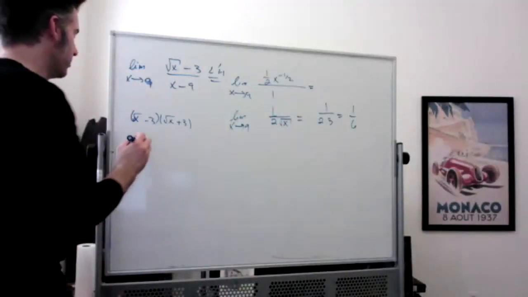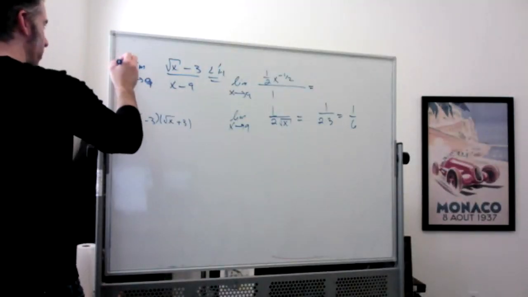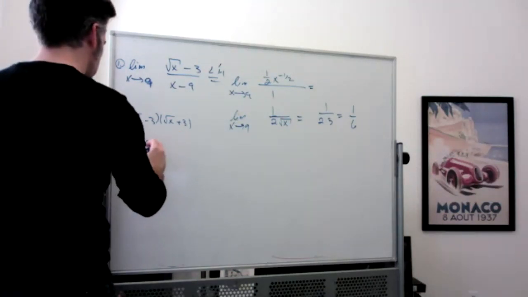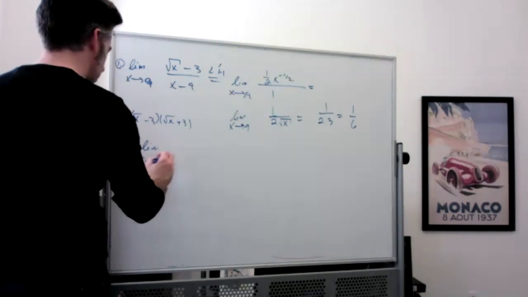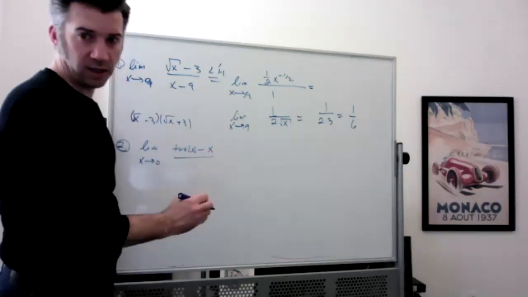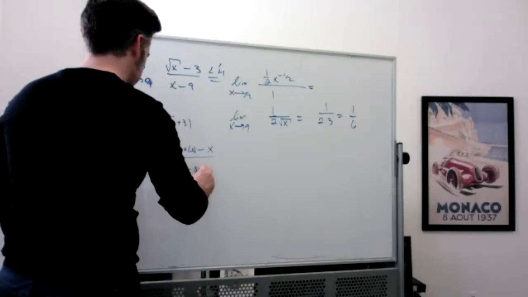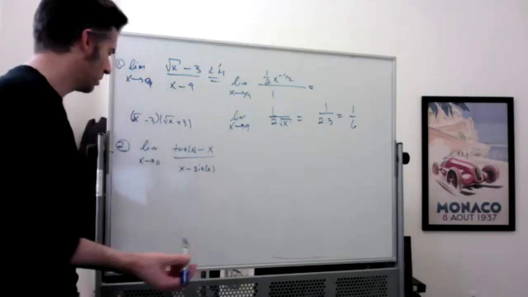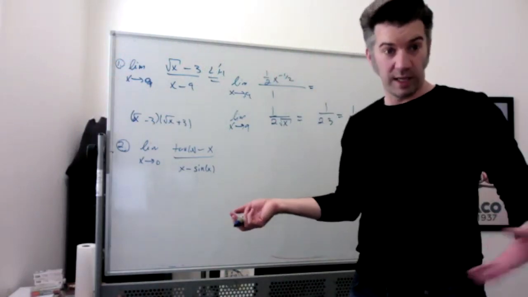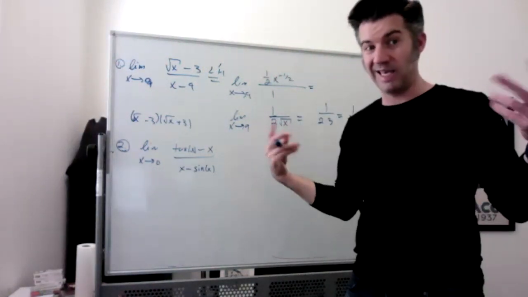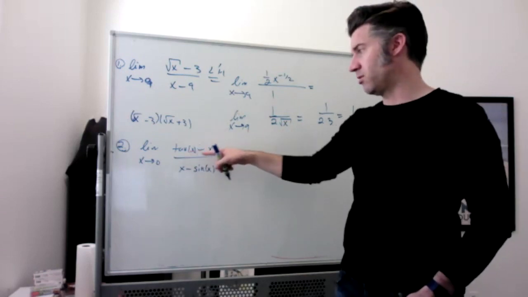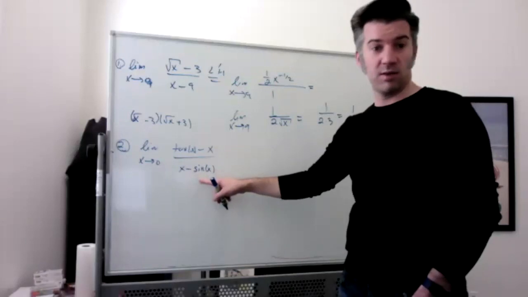Let's look at the next one. Again, these are the questions from the quiz I gave you guys over the weekend. So here's number 2. The limit as x approaches 0 of tangent of x minus x over x minus sine of x. So if we plug in 0, we get a 0 over 0 form. Right? We always have to check. Is it one of the forms I can use L'Hôpital for? Tangent of 0 is 0, minus 0 is 0, and 0 minus sine of 0 is also 0.